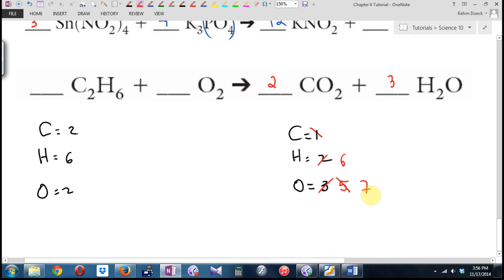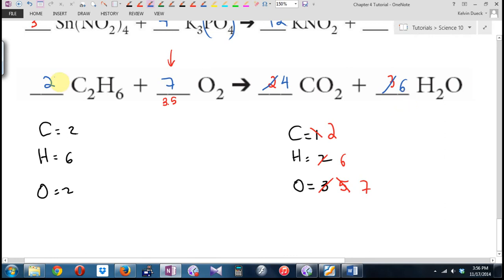How many oxygens do I, you know what? Oh, I forgot to write it. Thank you. What should go there to get seven on the left? So here's what I do. In my mind, I imagine that. Am I allowed to have a decimal? So double everything. 2, 7, 4, 6, and then see if it works.